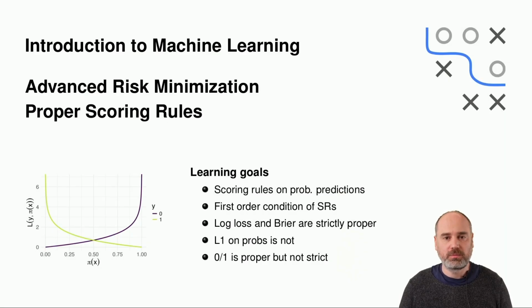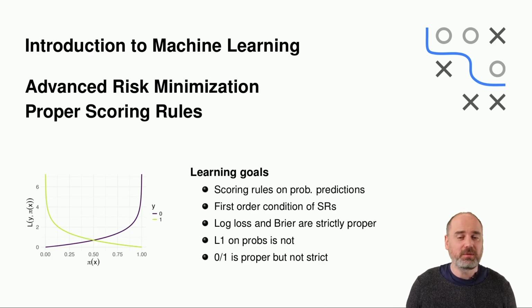Hi, and welcome to our new session here in our chapter on risk minimization, or I guess advanced risk minimization. This session might be just a tad bit more advanced, so I want to at least briefly introduce what proper scoring rules are. I guess this is an important but sometimes not so much discussed concept in introductory MML courses at least.